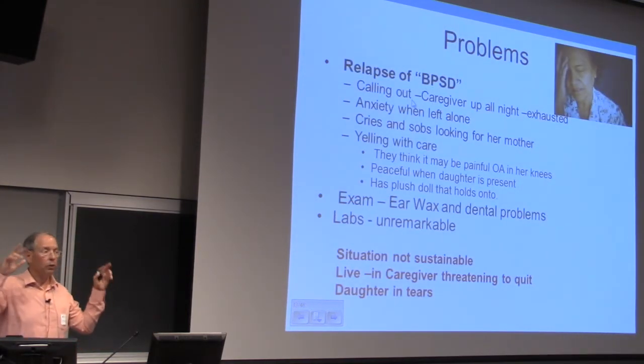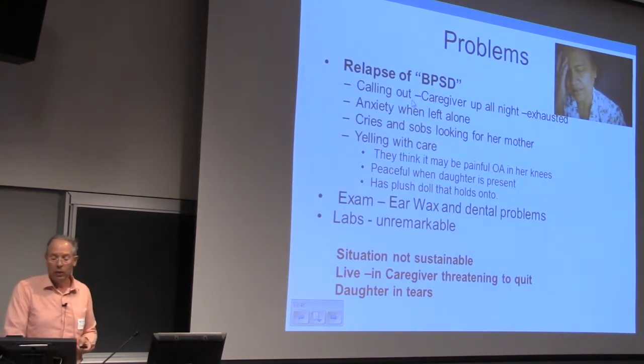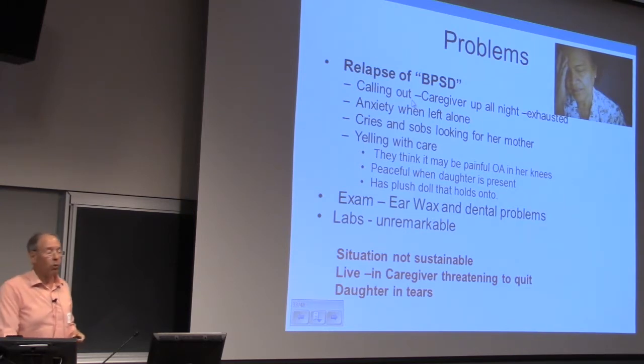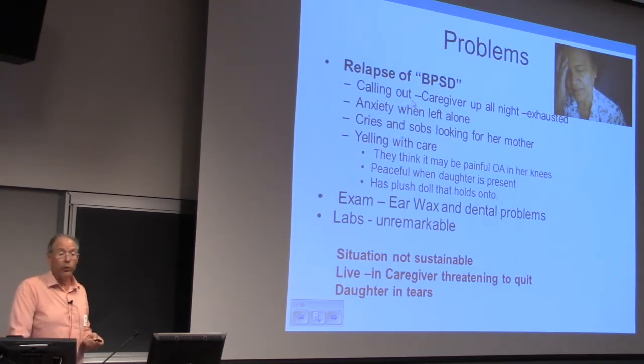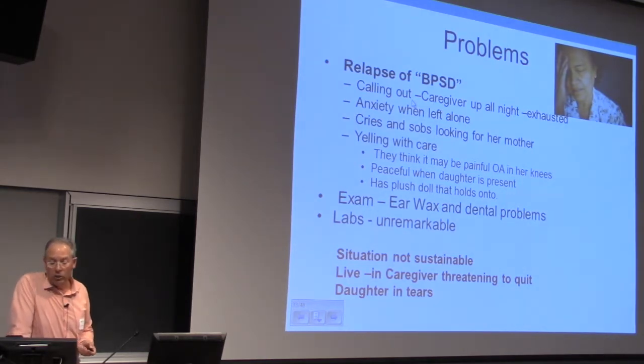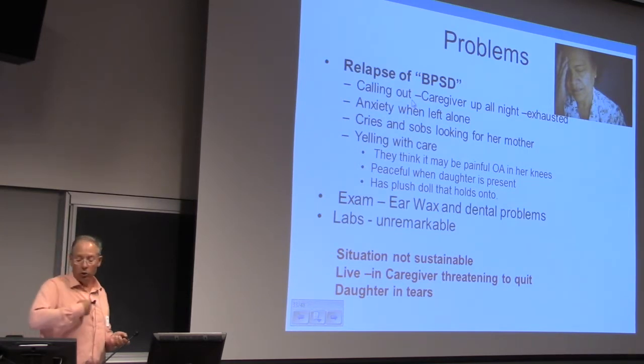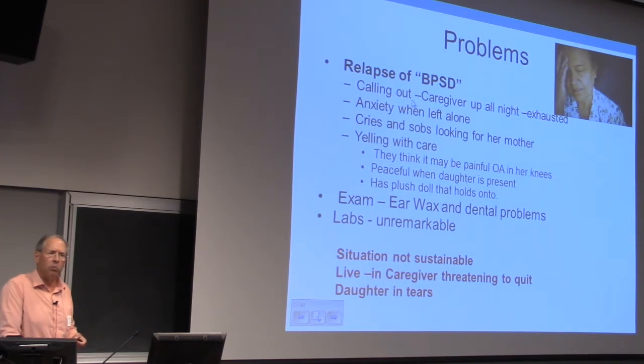She had a relapse of her BPSD, or behavioral and psychiatric symptoms of dementia. She was calling out. The caregiver was up all night, and they were exhausted, and they were going to quit. She was anxious when she was left alone. She was crying and sobbing, looking for her mother. She was screaming whenever they did care with her, which was a change for her. And they thought maybe she was in pain. They thought maybe she had really arthritic knees. She was a little bit more peaceful when her daughter was present, and she was comforted by holding plush dolls. So I think you guys have seen people like this before.